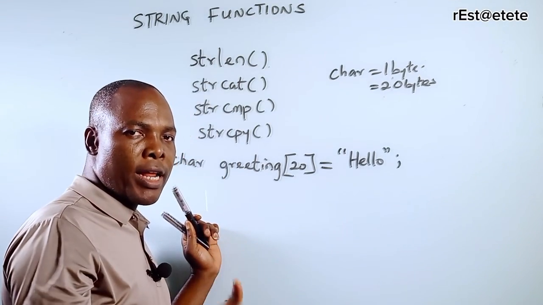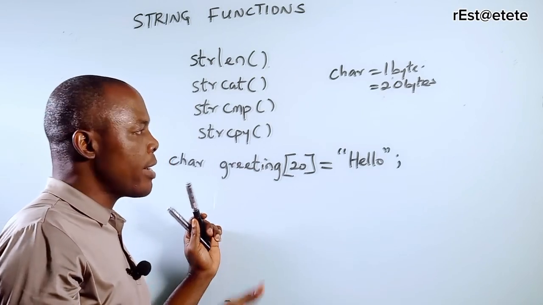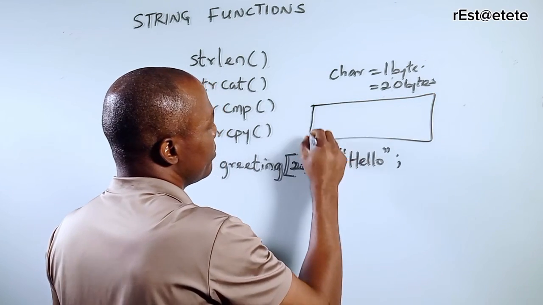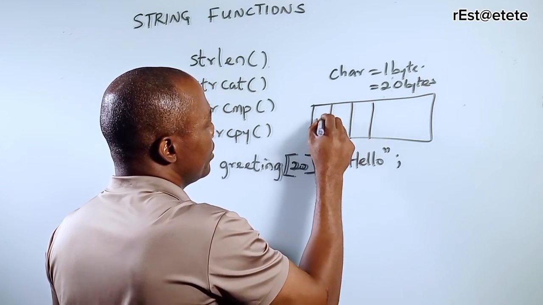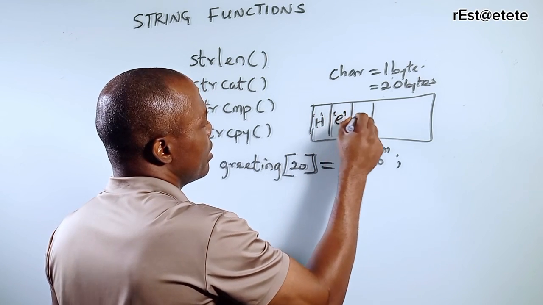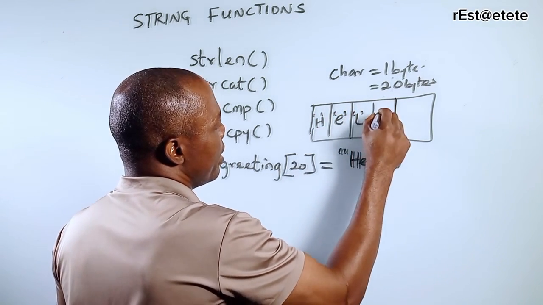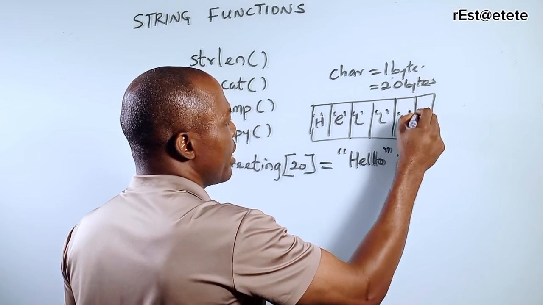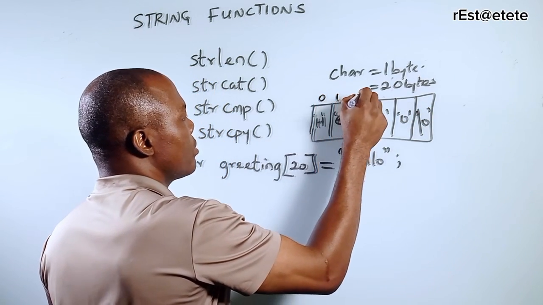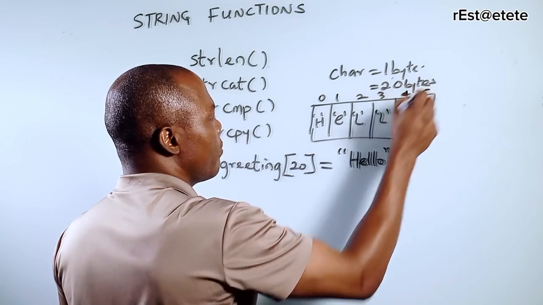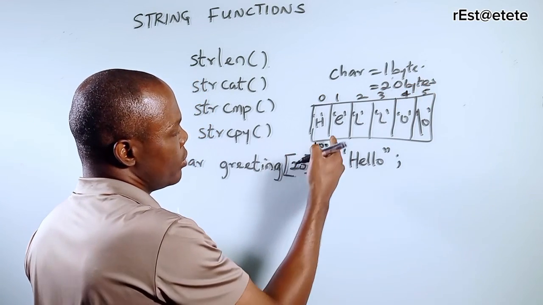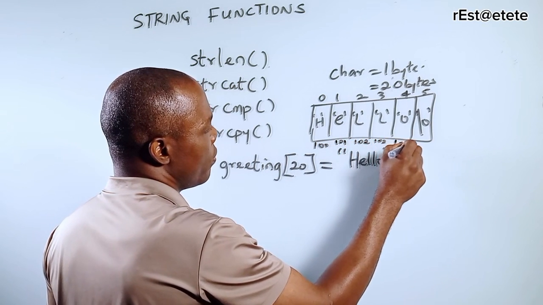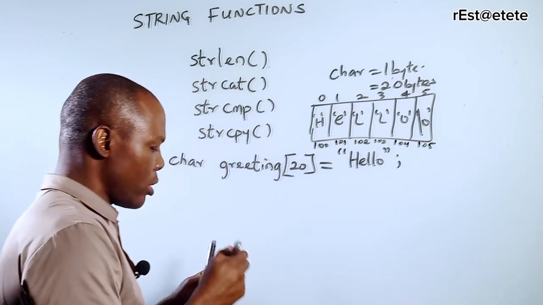Now, what is a string? A string is an array of characters that ends with a null character, right? So this is a string. Now, how is this going to be stored in the memory? Like this. H, E, L, another L, then O. So the null character will be like this, right? 0, 1, 2, 3, 4, 5. Assuming I have this as 100, this will be 101, 102, 103, 104, 105. That's what will be stored.